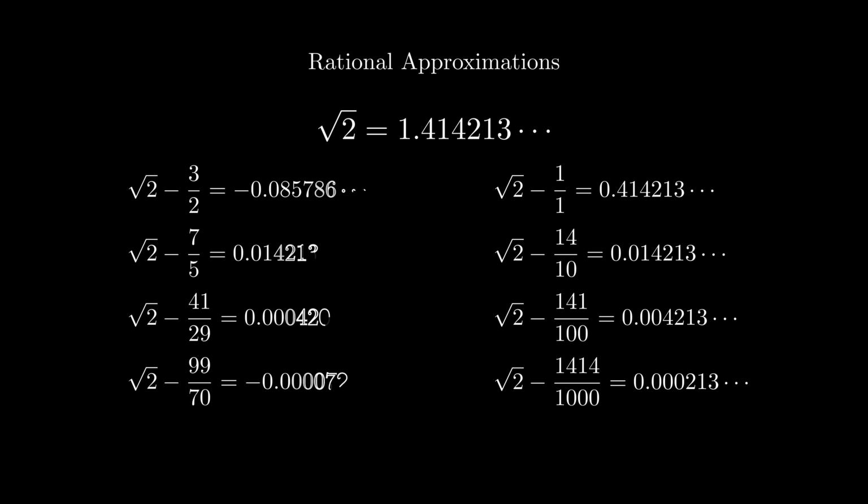Now, take a look at this sequence of rational numbers. Notice that even though the denominators are much smaller, they are much more accurate.